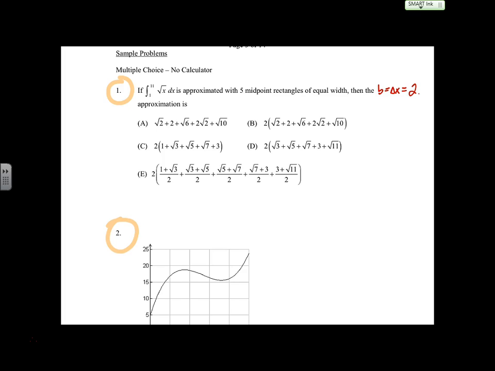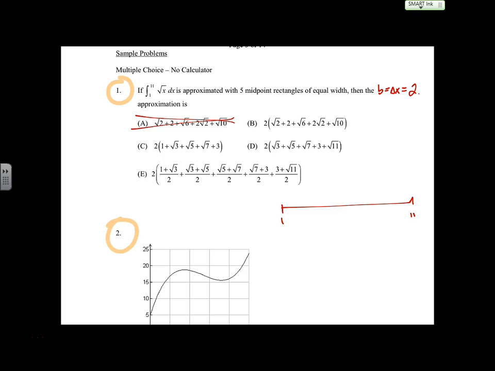Let's see. Letter A doesn't even have a 2 times in any of it, so let's forget it, right? The rest of them have a 2 times. All right. Now we need to figure out our heights. For our heights, if you want to think about a number line, that helps a little bit. I'm going between 1 and 11.